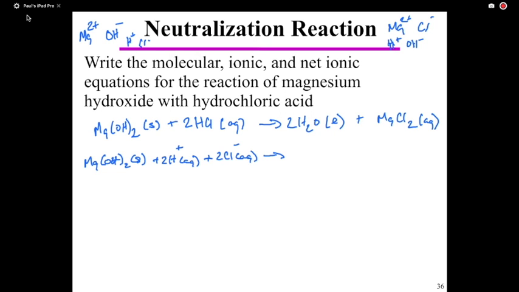Does water break apart? No. Drop it down. Does magnesium chloride break apart? Does it dissociate? Yes. What is the ion? Magnesium. What is its charge? 2 plus. How many do I have of them? 1. Label it. What is the ion?